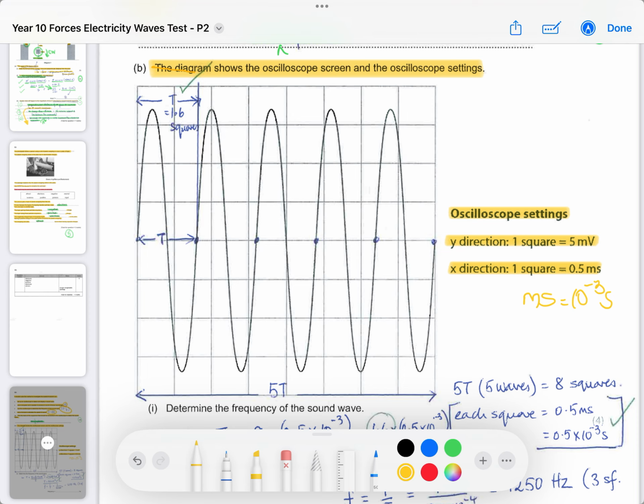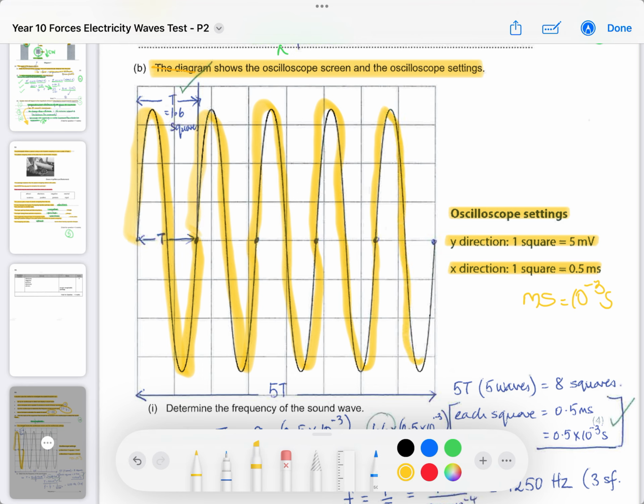Now, if you count the complete number of waves, and a complete wave is a peak and a trough, well, how many of those do we have? 1, 2. Each time you get to this dot, you've gone through a complete peak and trough. 3, 4, and one more peak, one more trough. 5 complete waves on the screen.